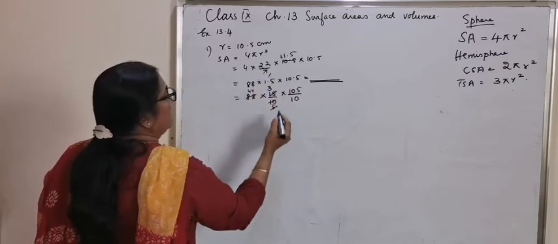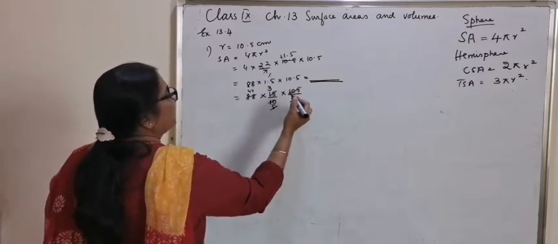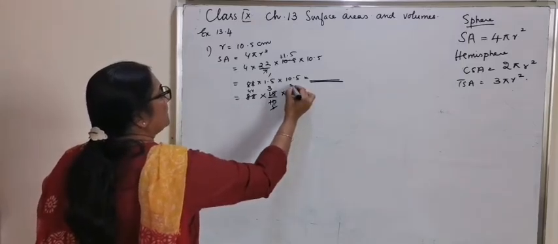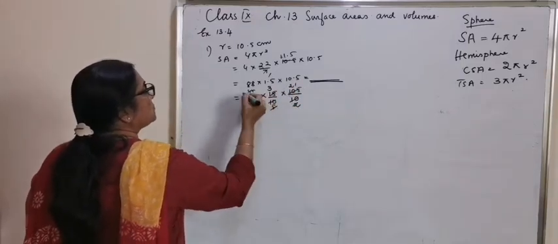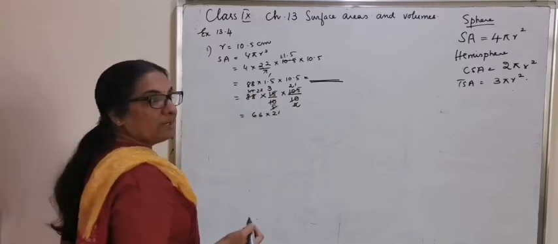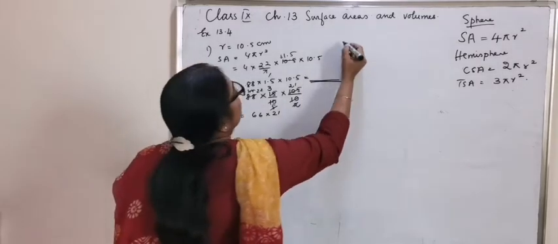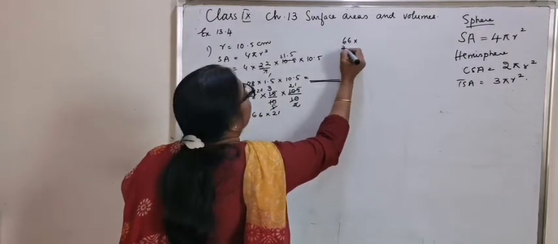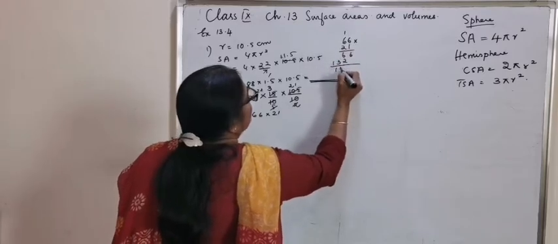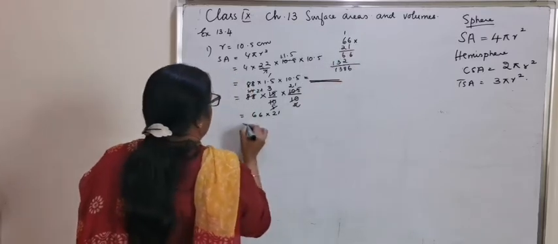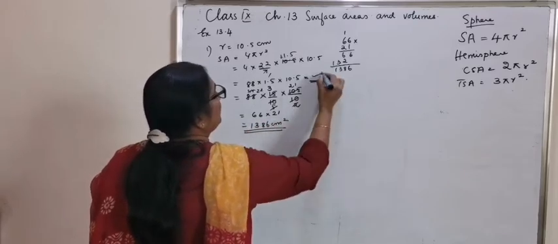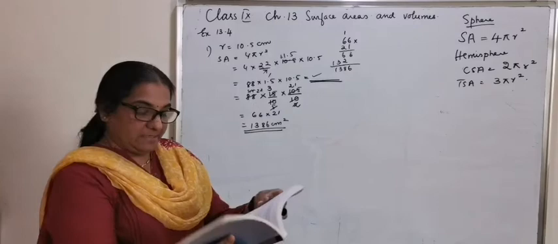5 3s are 15. Then 105 and 10. Table of 5 is 2 and 5 to 21, and this 2 and 22. So it can be 66 into 21. It's another way of simplifying it in the last step. 6 2s are 12, and 13 386. That means 1386 centimeter square. Here also you will get the same answer.